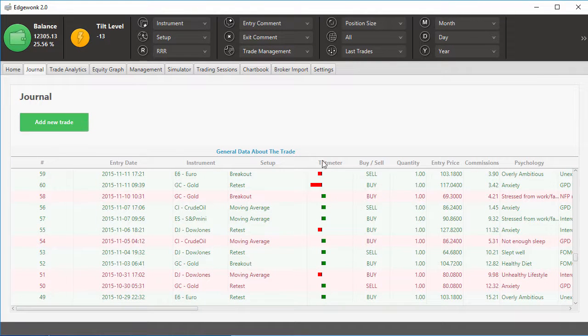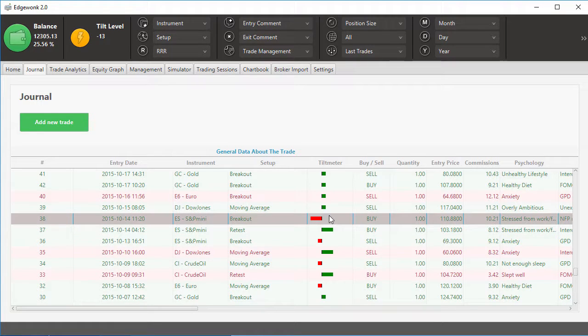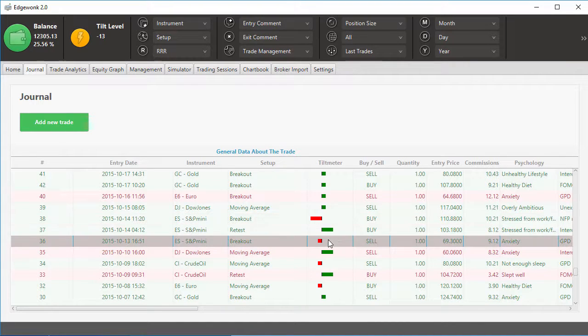In our journal, you can see here, this is the tilt meter, which is very important, and I briefly mentioned it before. So you can see here, if the tilt meter is green, it means that you have assigned positive attributes and you have respected your rules, you followed your trading plan, and so you get a green bar. If you see that the bar is red, it means that you broke your rules, you made bad trading decisions, and you deviated from your plan.